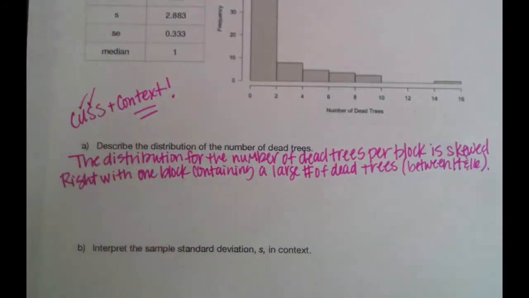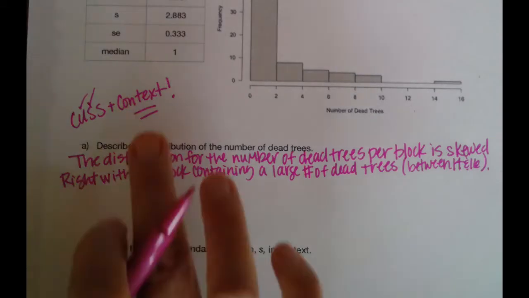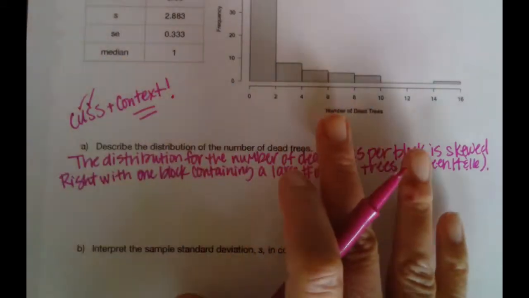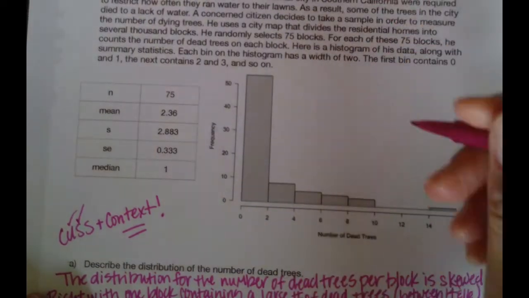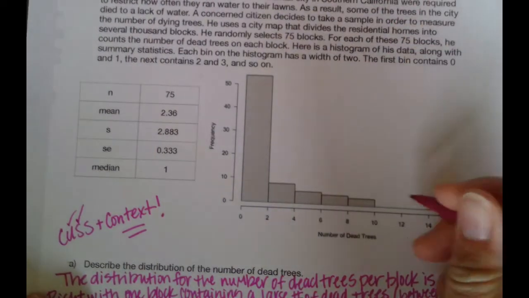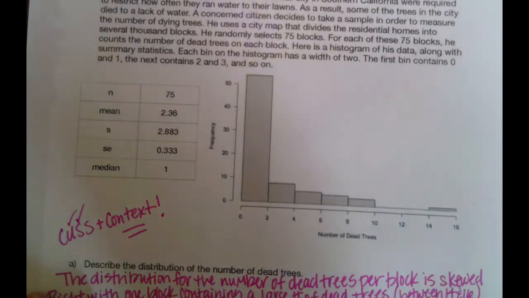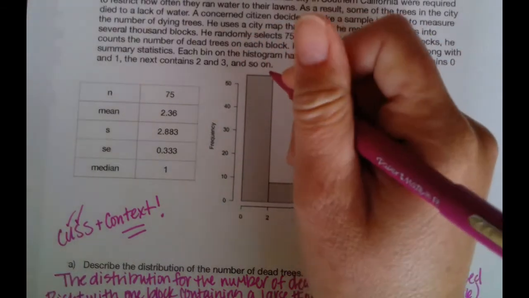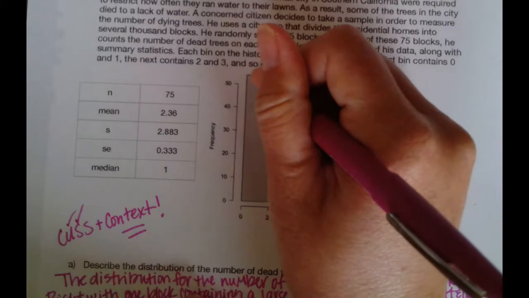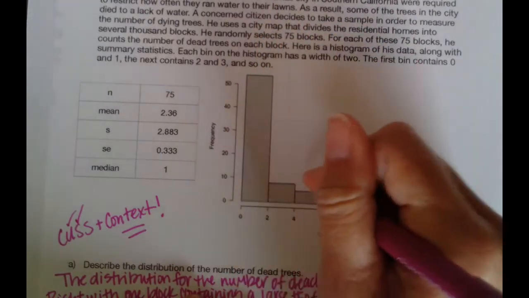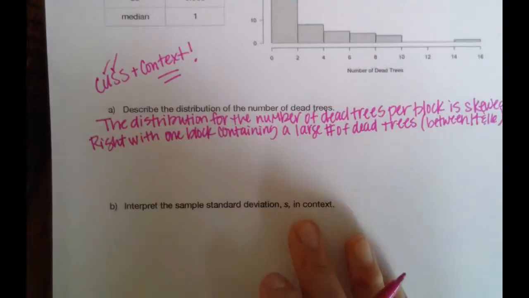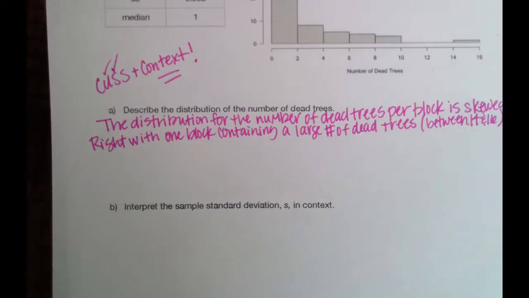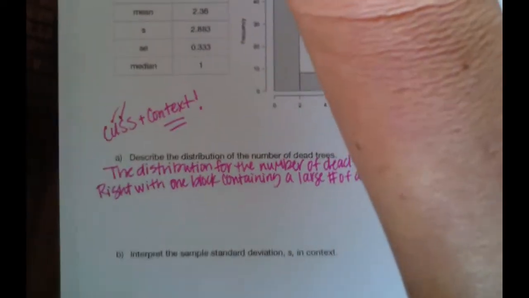Okay. Next, we'll do center. Well, it actually tells us the median. If it didn't tell us the median, we would have to count the bins, knowing this is a total of 75. I doubt they'll give you that since it's this kind of test. So you'd have to estimate the number and figure out the median from there, figure out the middle number. But it does tell us that, so we're going to say the median number of dead trees per block is 1.